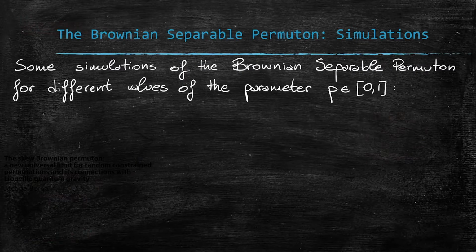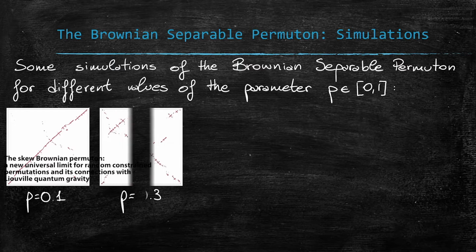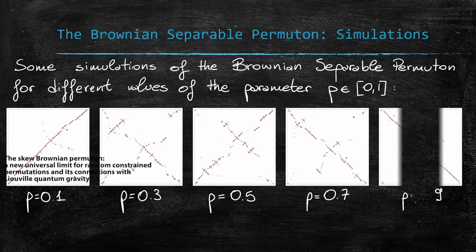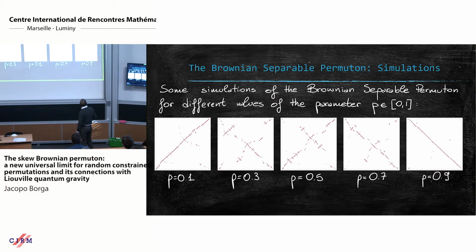So let me give you some simulations just to have an intuition on what this parameter is doing. So here it's the Brownian separable permuton when the parameter p is very close to 0. And when you move to the right, the parameter is increasing, very close to 1. So as you can see, the parameter p is controlling in some sense the number of inversions of the permutation. Here we have very few inversions, so very few points that are in the wrong order. And here most of the points are in the wrong order.